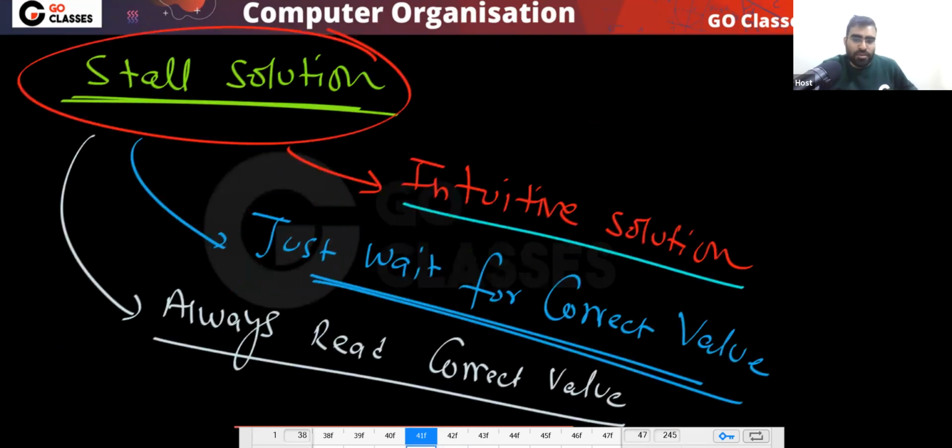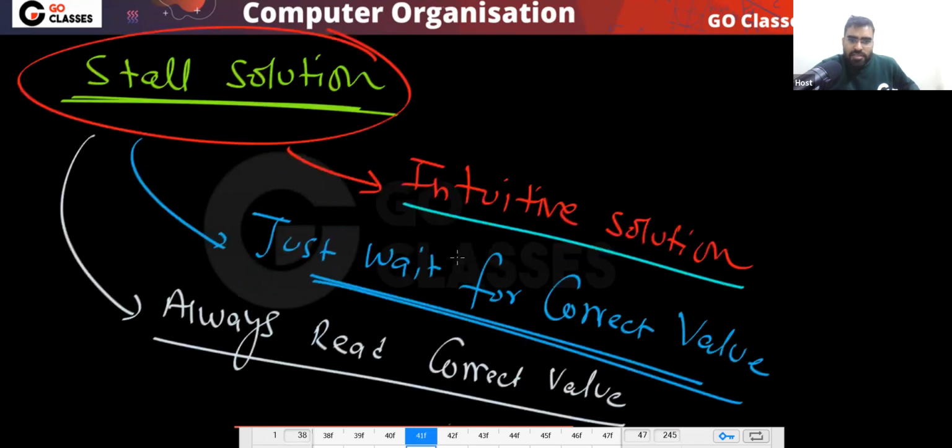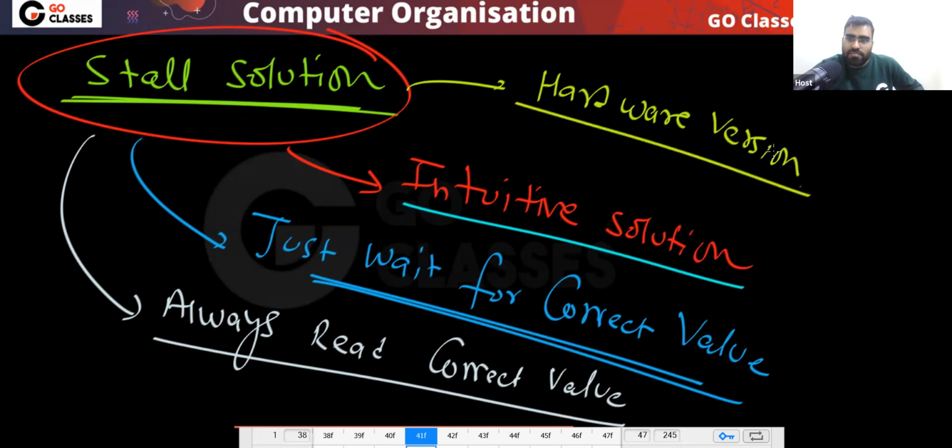Now the same thing, if I put this stall solution responsibility somewhere else. We have seen the hardware version, where your decoding phase has this responsibility. Now let's see this stall solution, software version. Software implementation, or I can say software solution.